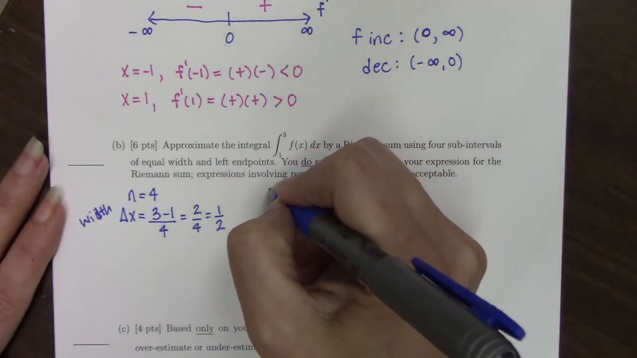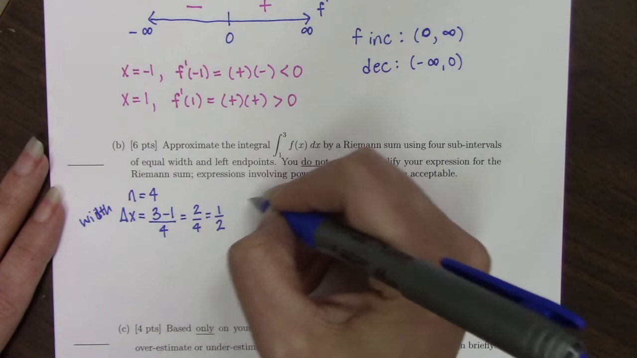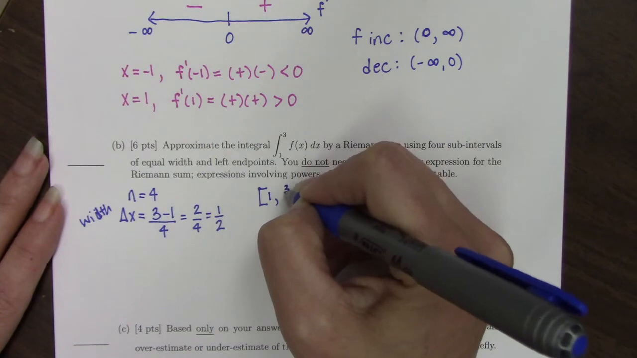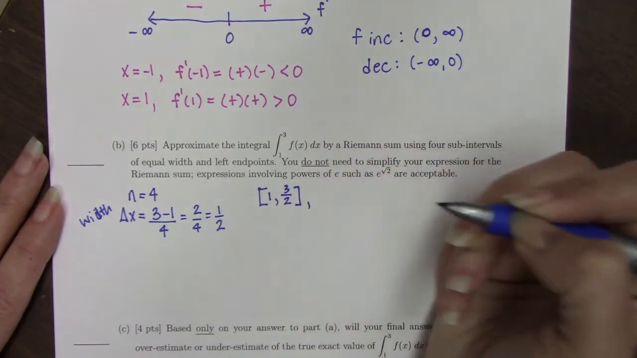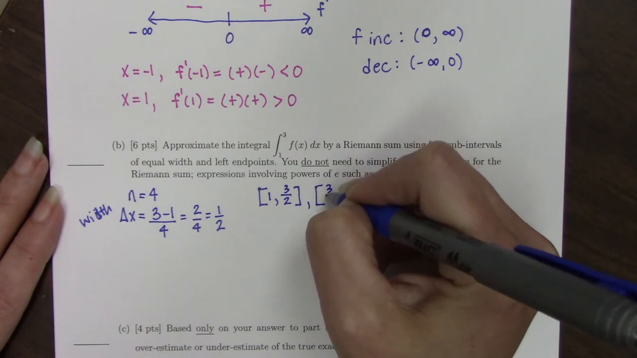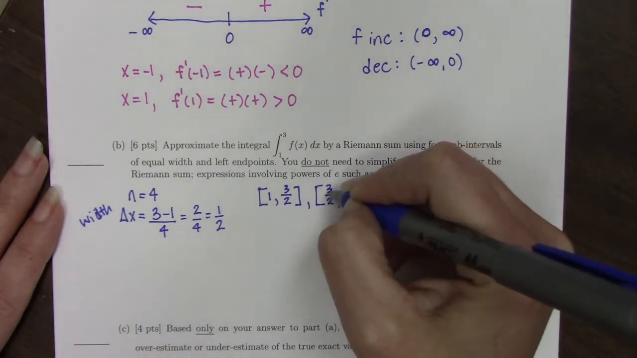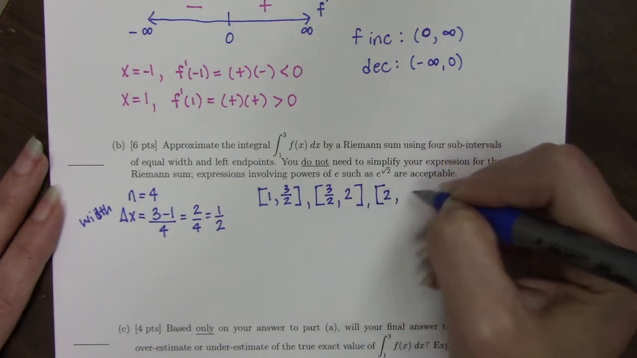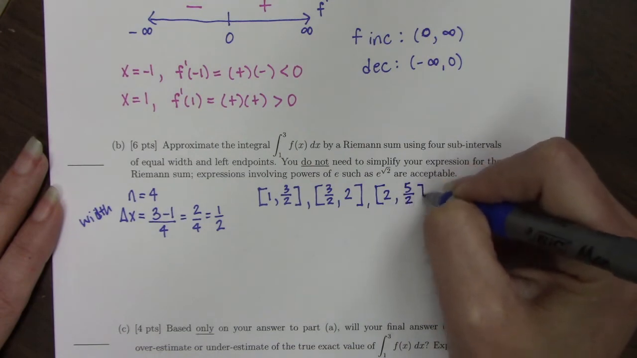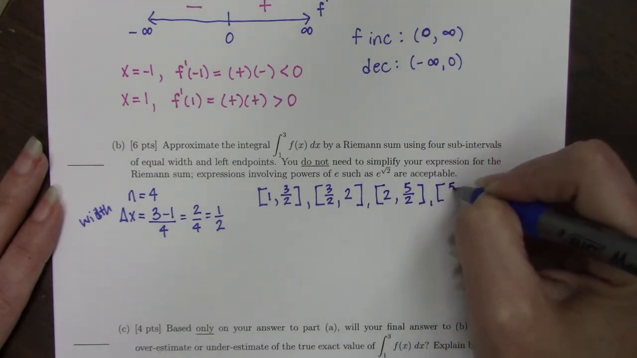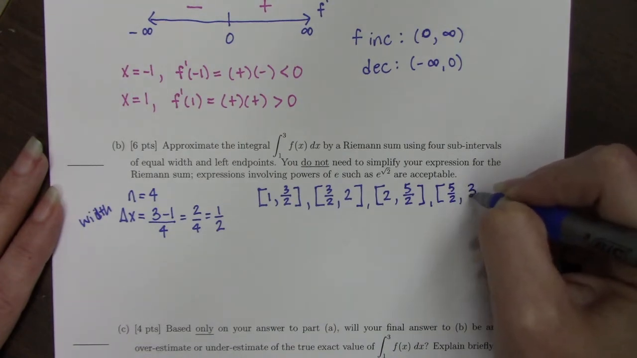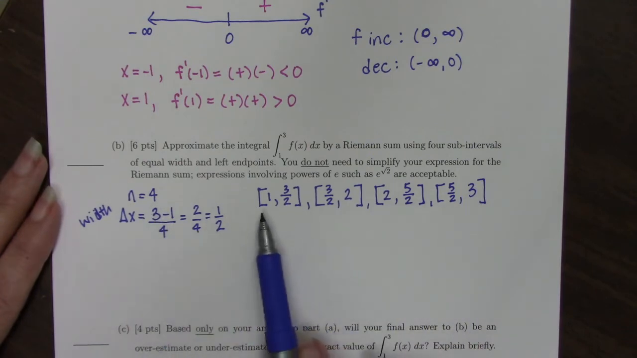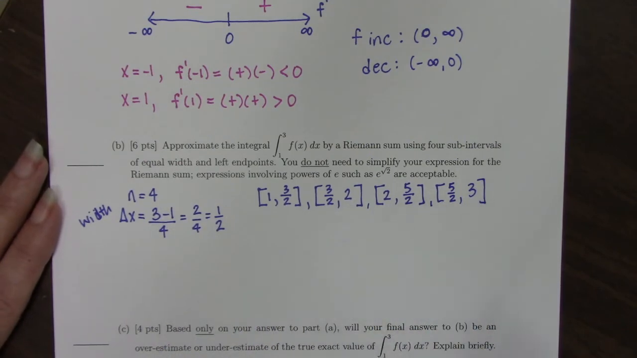So if we're using this as our width, we know that the first rectangle starts at 1 and goes to 3/2 because we add 1/2. Then our next rectangle starts at 3/2, we add another half, and so we end up at 2. Our next rectangle will pick up at 2 and go to 5/2. Then our last rectangle will start at 5/2 and end up at 3. So you should have as many subintervals as you do rectangles. This represents the widths of each of our 4 rectangles.